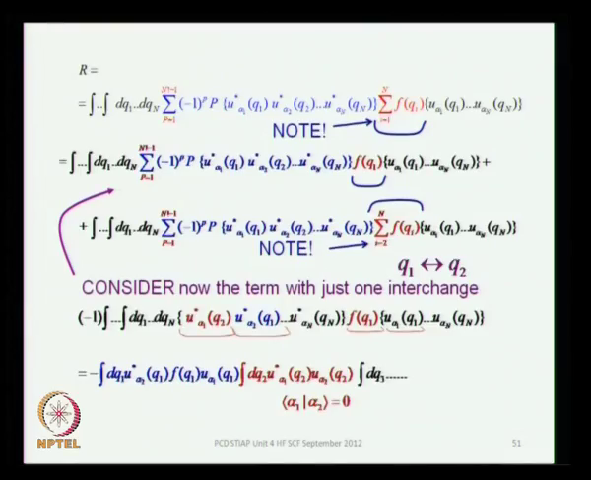So, f of q1 won't act on others because they just commute. That f of q1 will operate only on those functions whose argument is q1. You know precisely what f of q1 is: it is the kinetic energy operator for electron 1.